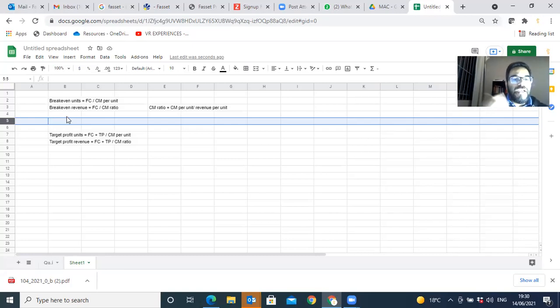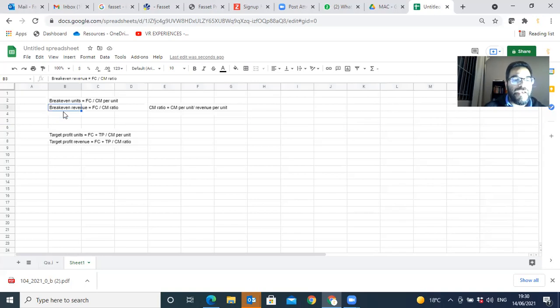So let's have a look if we break up this formula as well. Remember, break even means profit is zero. So what you should know is profit equals sales minus total cost. Remember, how else can you change that? Profit equals sales minus variable costs minus fixed costs.